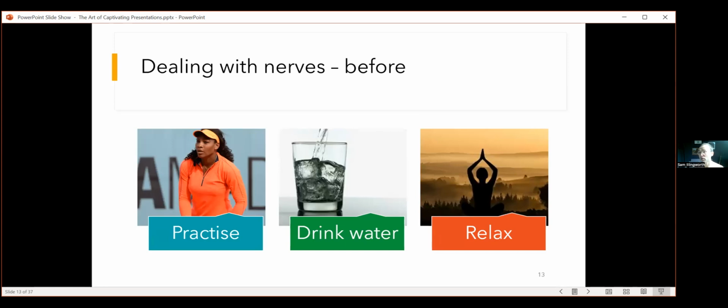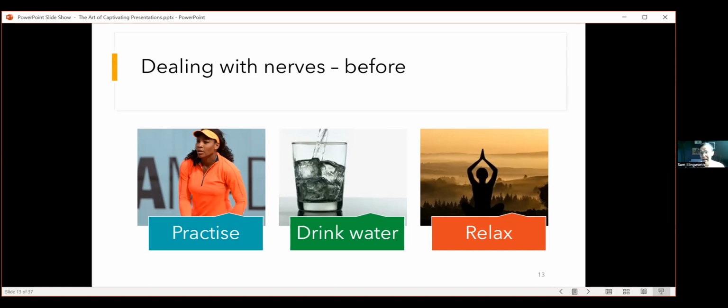And all of us get nervous before a presentation, be it to 1,000 people, be it to one person. It's normal. It means normally we care about it or we're worried about it. But there's different things that we can do to prepare for a presentation before, during, and after. I always recommend to drink lots of water beforehand, just because it helps us to keep hydrated.